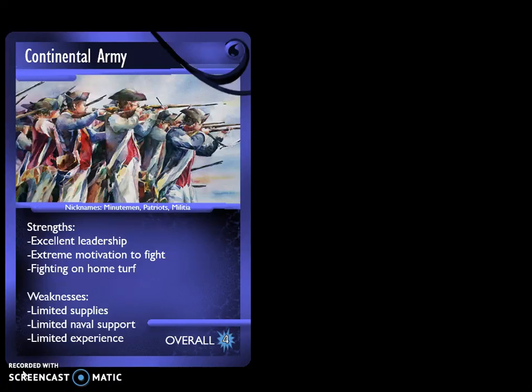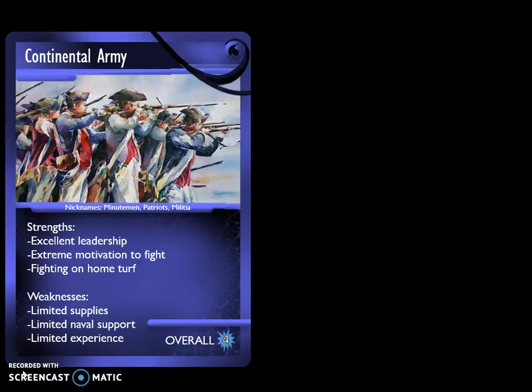So let's talk about the two armies here. We have our Continental Army. This is the army that includes all of the colonies. Some nicknames for these men include Minutemen, Patriots, or Militia. They had some strengths here. They had excellent leadership in George Washington. They had extreme motivation to fight. If you're fighting for your independence, you are going to be motivated. And they were fighting on their home turf.